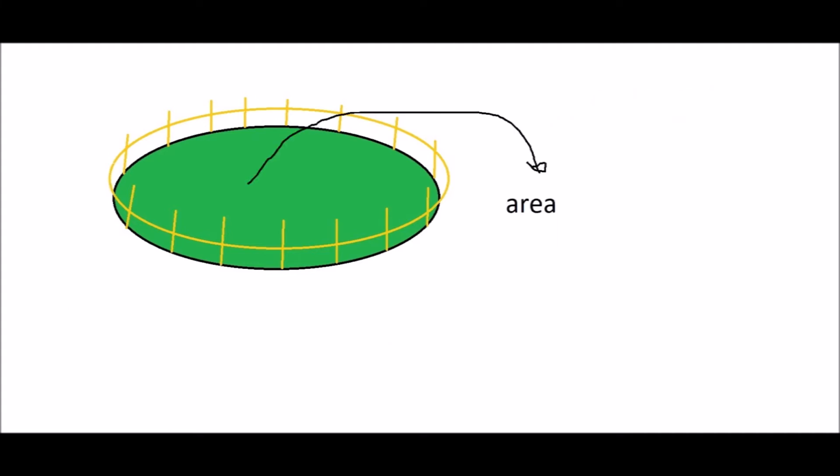Now, what do we call the inner part of it? When we want to find only the inside of it, we call that the area. So how do we find the area of a circle? There is an experiment that can describe this.